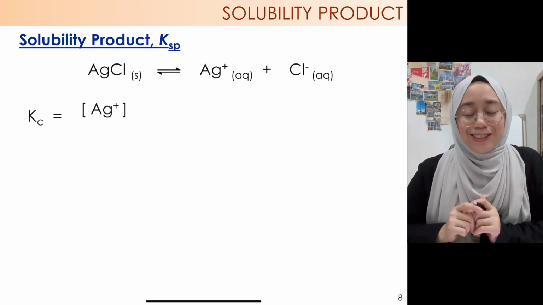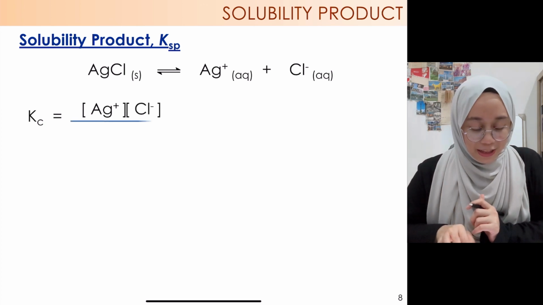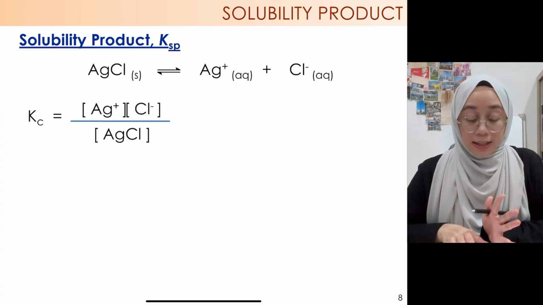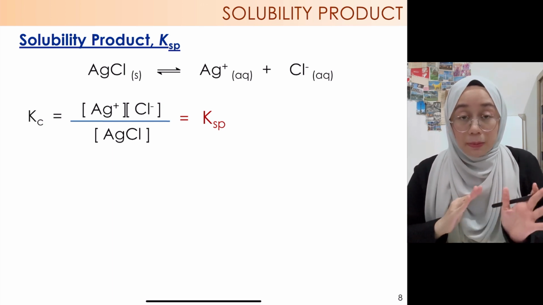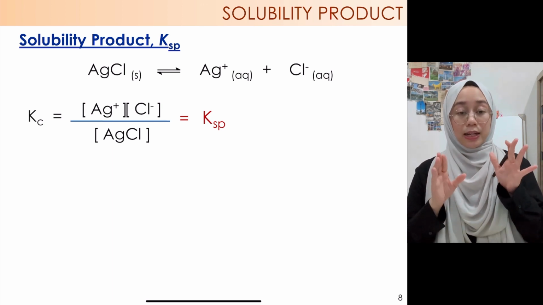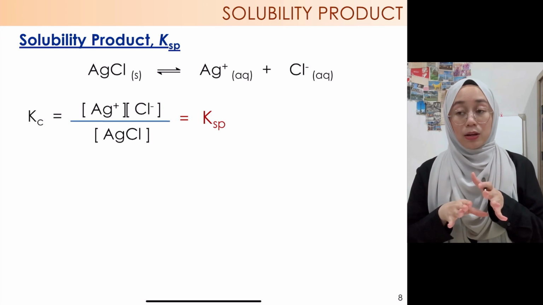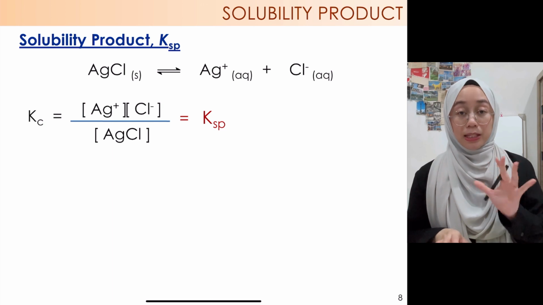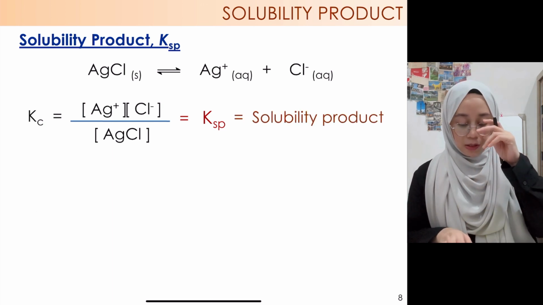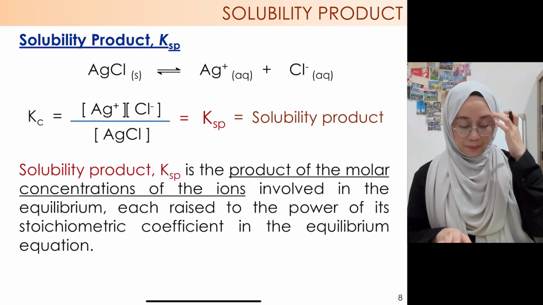Constant. Okay, so kita tak perlu masukkan dia dalam kita punya KC kita. Okay, so basically KC is actually KSP, sama aja, tapi in this particular case kita apply kepada ionic salt kan. So kita guna ni sebagai KSP sebab kita nak belajar pasal solubility dia. Okay, so this is the solubility product.